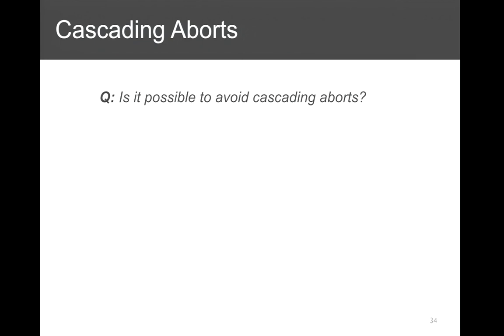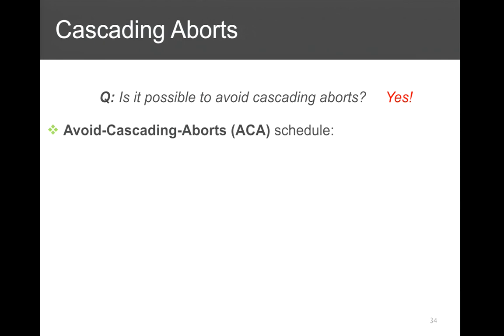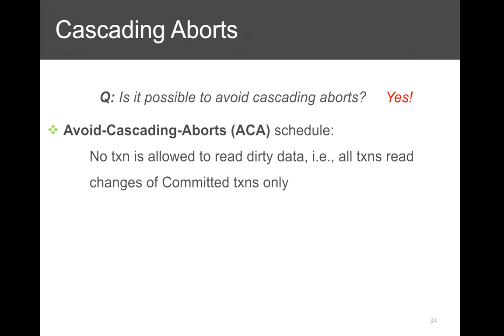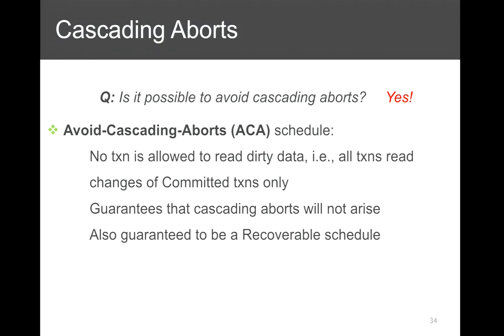Okay, so how do we avoid this problem of cascading aborts? Well, you create a kind of schedule that is called an ACA schedule. That's not the Affordable Care Act. It's the Avoiding Cascading Aborts schedule. No transaction is allowed to read dirty data, which means it can only read the changes of committed transactions. Now that seems like a very strong condition, but it is a sufficient condition that guarantees that the cascading aborts problem will not arise. Therefore, it will also guarantee that the schedule you're getting is a recoverable schedule. Okay, so this is a sufficient condition, not necessary. You could have schedules that are not ACA but still recoverable, but if you have an ACA schedule, then it is always recoverable. So essentially, transactions read changes of committed transactions only.